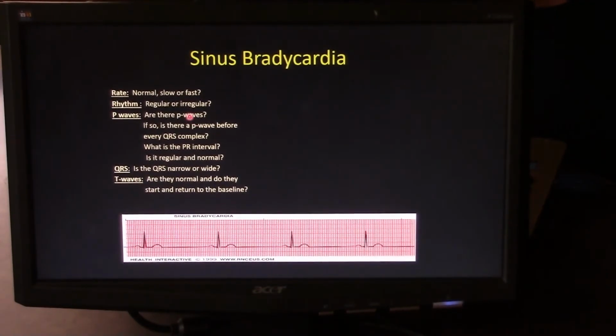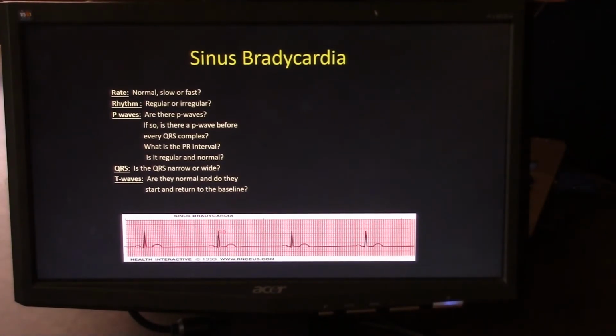Is it regular or irregular? If you were to take your calipers or a piece of paper and put your lines on 2 or 3 and then march it out, you would find that these QRS complexes are equidistant from one another. Are there P waves? Yes, there are. See those? And is there one for every QRS complex? Yes.